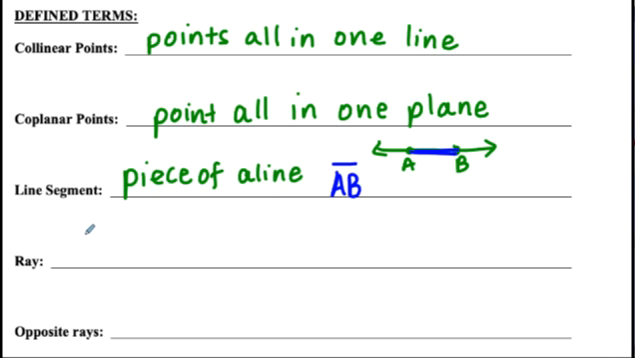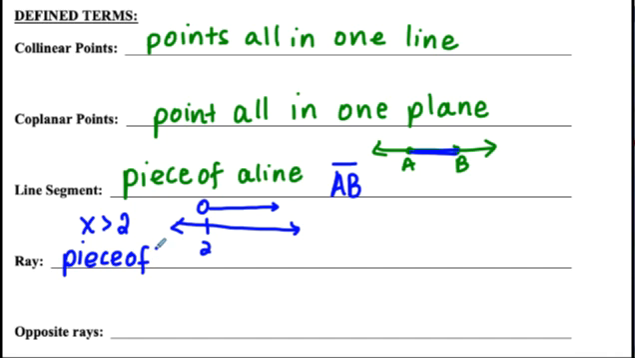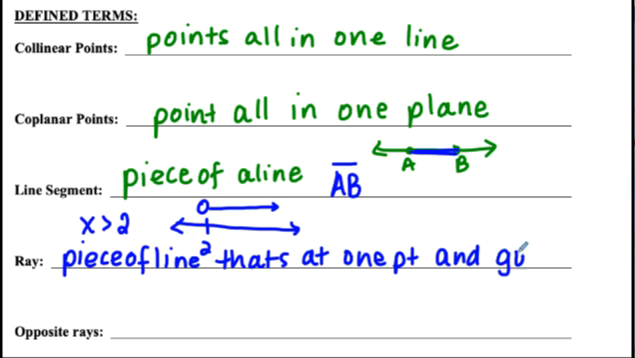This week we were doing inequalities, and we said, okay, x is greater than 2, and we drew a number line and we put a 2 on it and we put an open circle and we went like that. We described that as a ray. So a ray is, again, a piece of a line that starts at one point and goes infinitely in one direction.